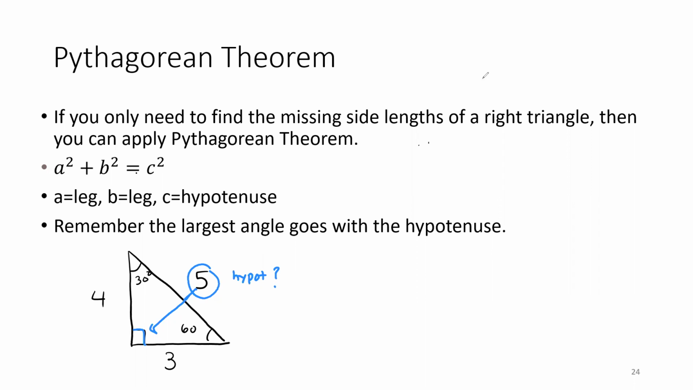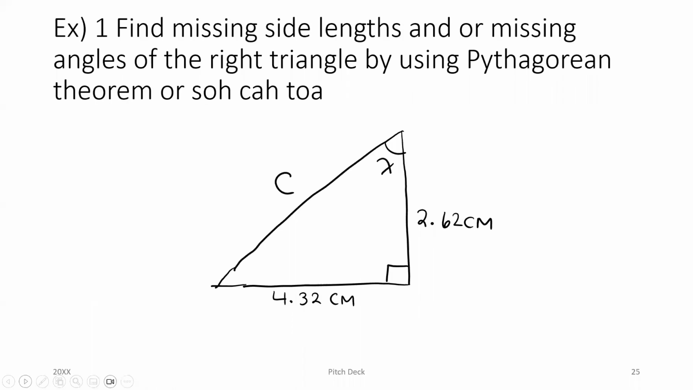Okay, let's move on. So now let's do some practice problems. Example 1 says find the missing side lengths or missing angles of a right triangle using Pythagorean theorem or SOHCAHTOA. In this example, we have to find two things.